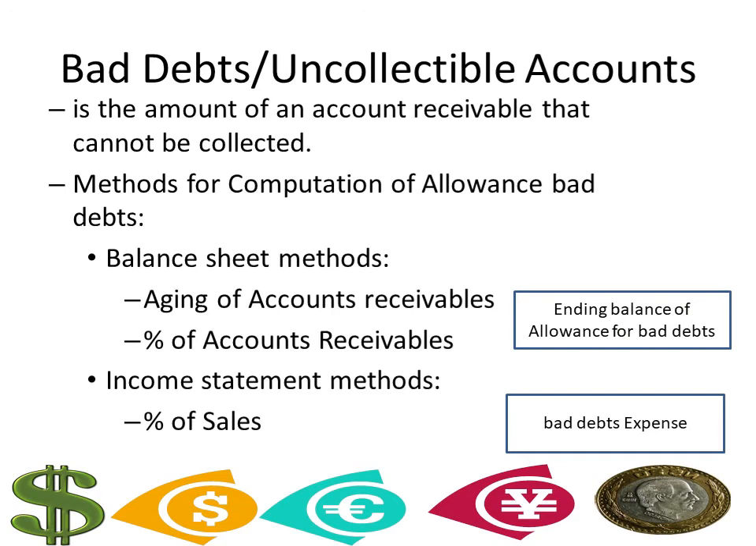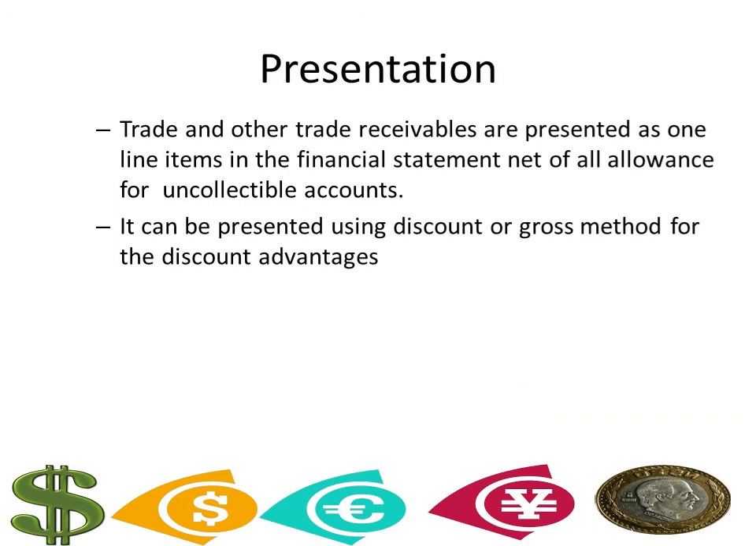Then we also have the percentage of accounts receivable. If you would see, these are both balance sheet accounts because these pertain to our accounts receivable. Hence, the amount being derived is the ending balance of allowance for bad debts. Take note, what we derive under the balance sheet method is also a balance sheet account. Whereas for the income statement method, or the statement of financial performance method, we have the percentage of sales. Since this is an income statement method, what we derive is an income statement account, which is our bad debts expense. So we normally just multiply that. Take note, those are the differences.